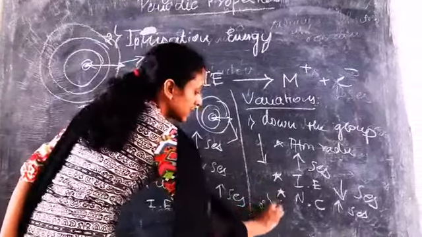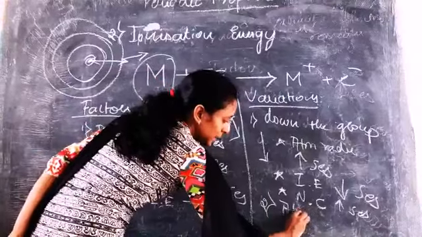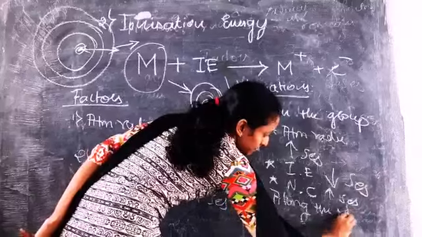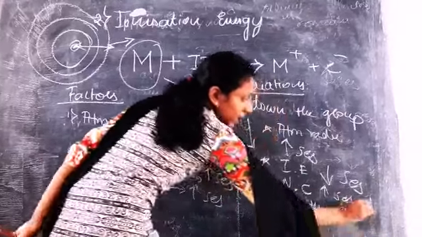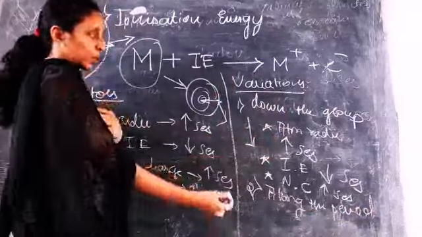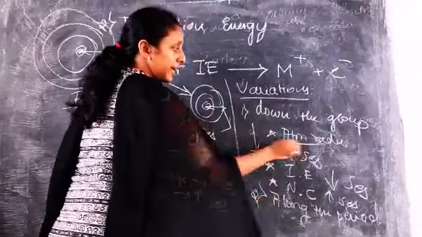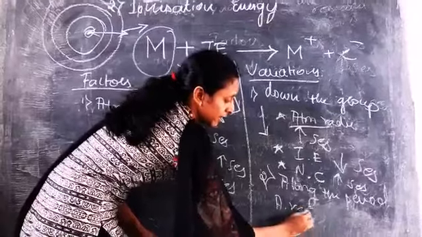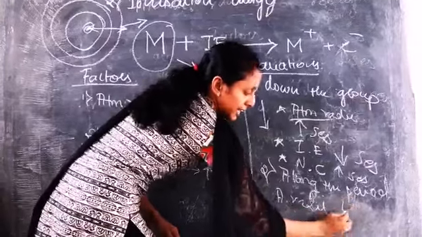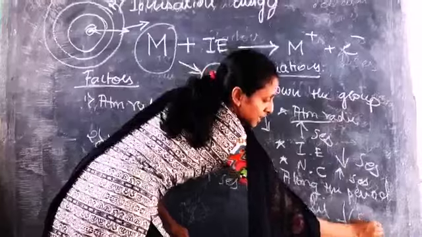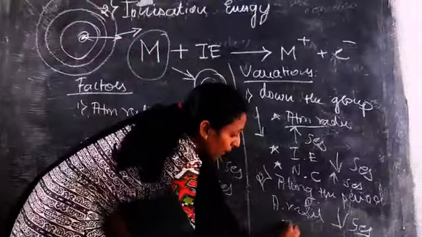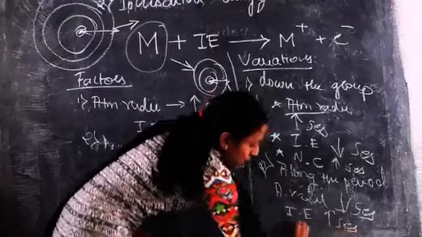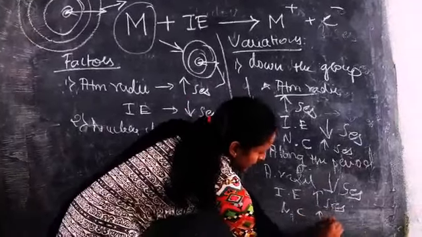The second one is along the period. If you consider along the period, it is opposite to this: atomic radii decreases. Okay, so what happens to ionization energy? It increases. So the nuclear charge increases.